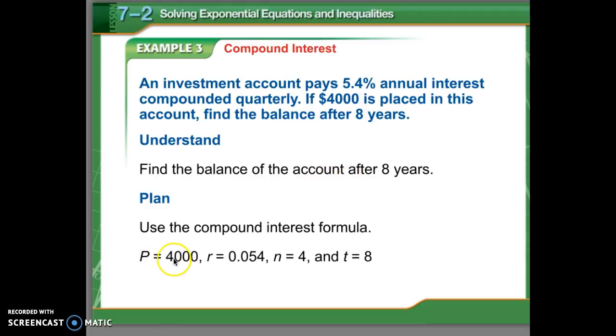We know the principal, the initial amount that we put in, is $4,000. The rate, 5.4% converted to a decimal, is 0.054. n is 4 because we're compounding quarterly, and there are 4 quarters in a whole year. And t is 8 since we're finding the balance after 8 years.